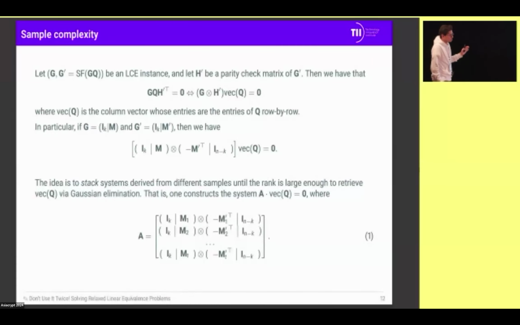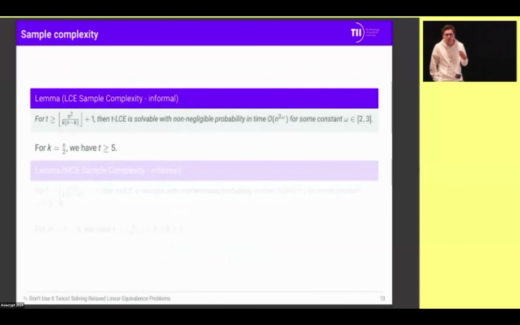And all of these equations are linear. That's an important highlight. So if we have many pairs, then we can just stack all the systems that we get into a big matrix, a big system, and then we can solve it with Gaussian elimination if we have enough equations. In particular, we prove that you can just have t greater than or equal to n squared divided by k(n minus k). For more details, I suggest reading the paper. Then you apply Gaussian elimination, and you can recover the secret in polynomial time.